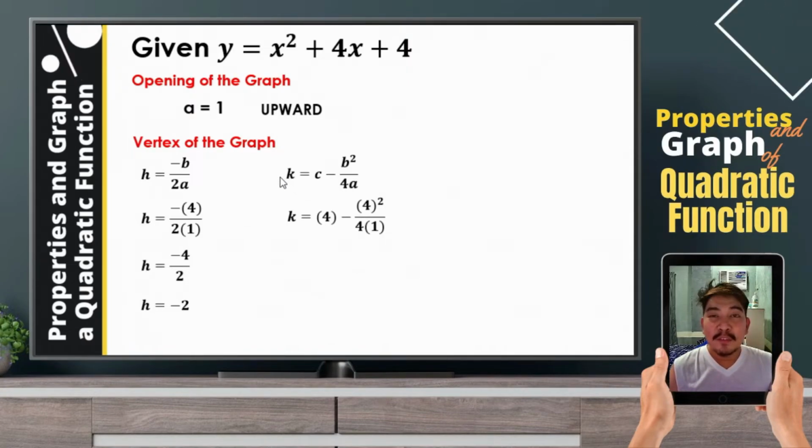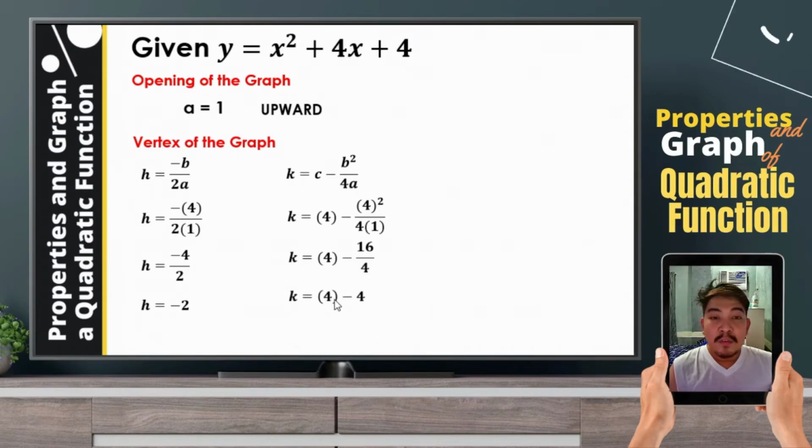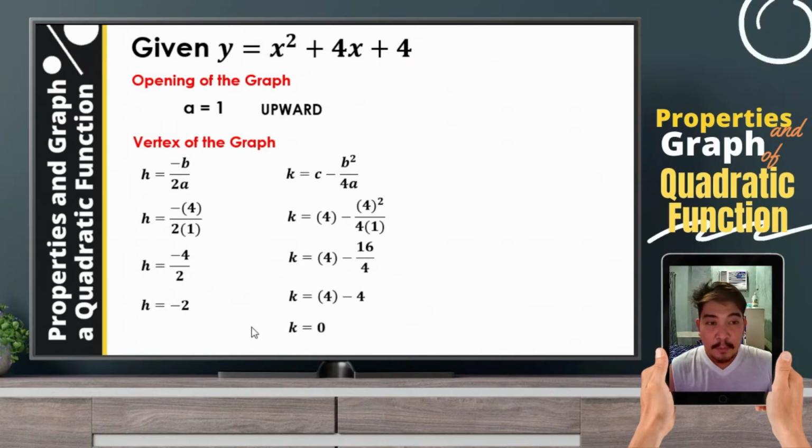So substituting the values of a, b, and c, the value of c here is 4, the value of b is 4 also, and the value of a is 1. So 4 squared is 16, and 4 times 1 will be 4. So now we have 4 minus 16 over 4. 16 divided by 4 is just 4. So we now have k is equal to 4 minus 4 that has a value of 0.